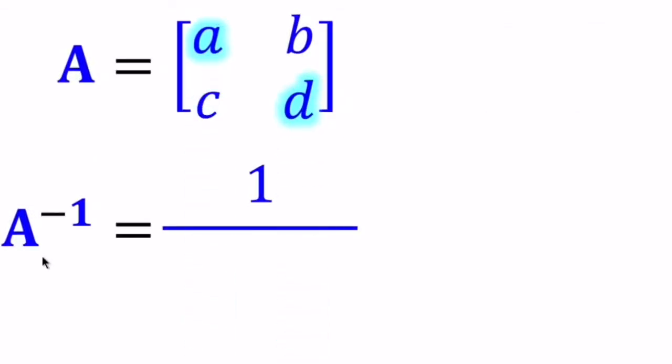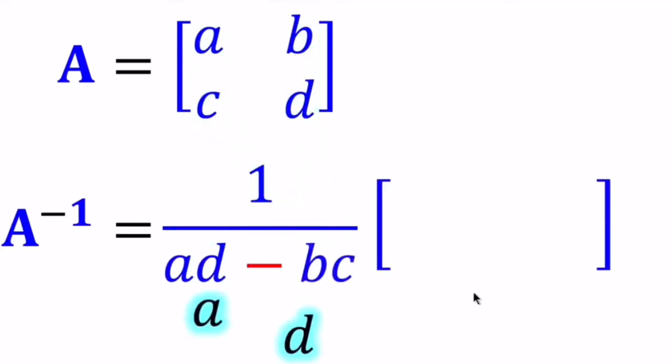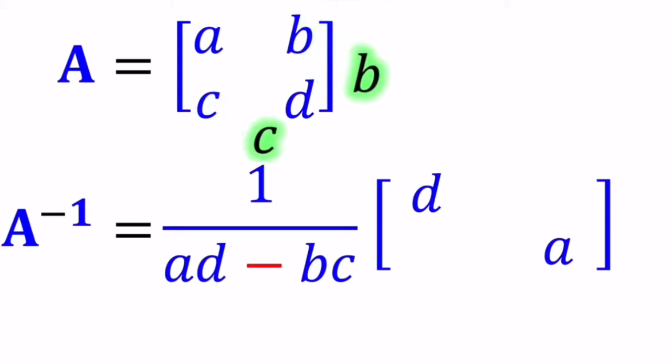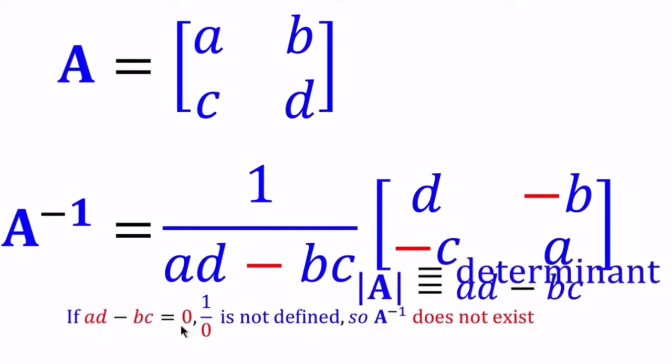Hello everyone, today we will try to learn how to find the inverse matrix using a formula. So the formula is 1 over AD minus BC, and the A and D have to change their position and the B and C have to change the sign. Okay, so AD minus BC is the so-called determinant of the matrix.